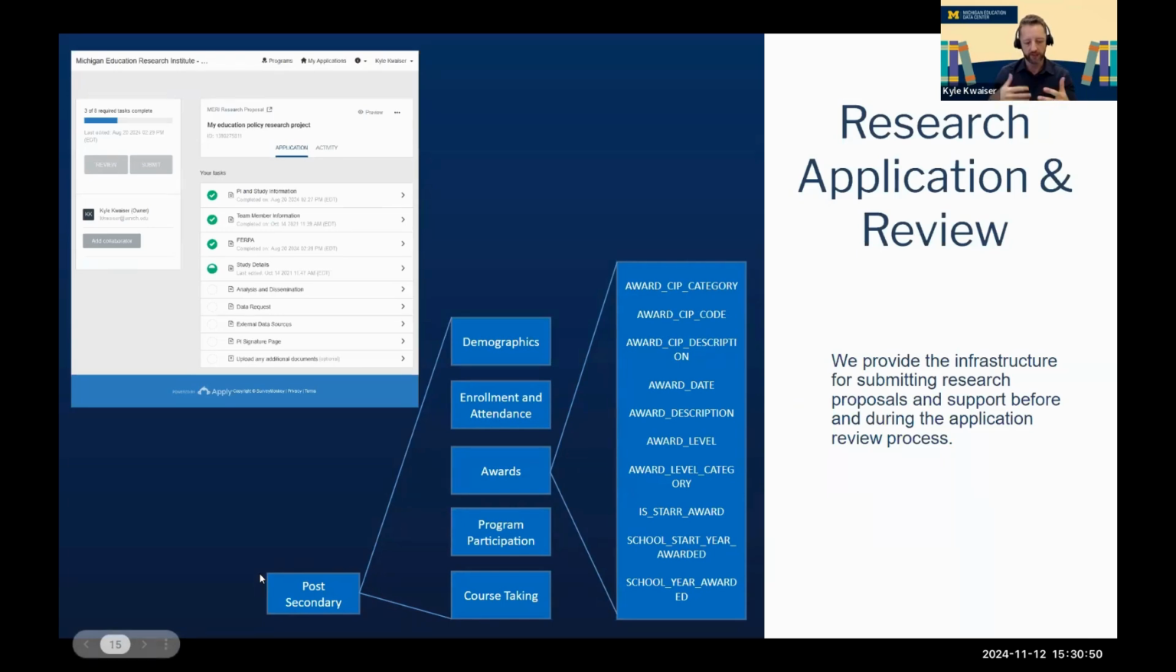If you go in and select post-secondary, you'll be presented with demographics, enrollment, and attendance as little check boxes. Those categories map fairly directly to our MEDC website. So as you're perusing and browsing there, there's a one-to-one correspondence between what you'll be selecting on our research application portal and what we have up on our website, which is all tied into our data warehouse.